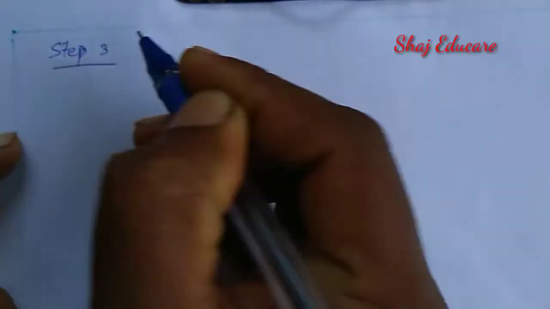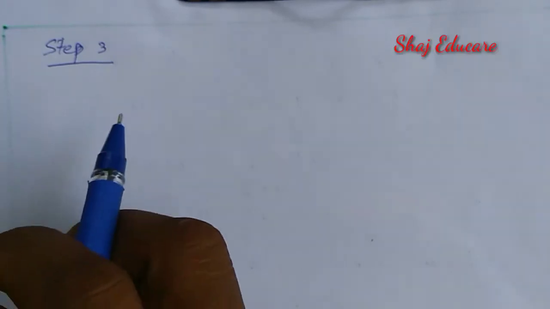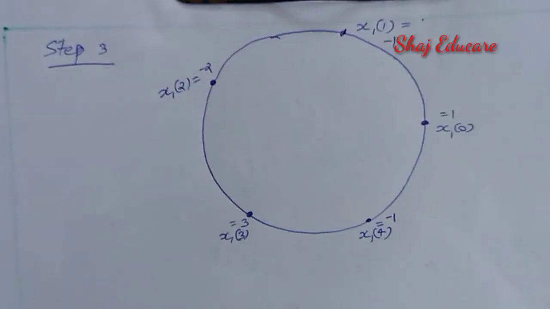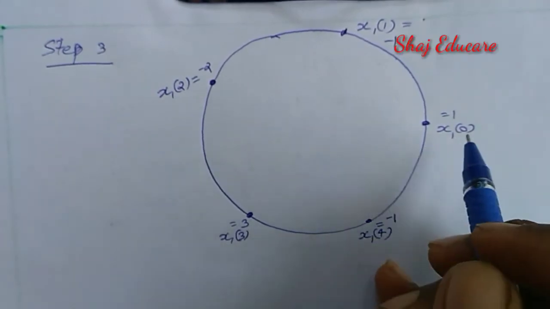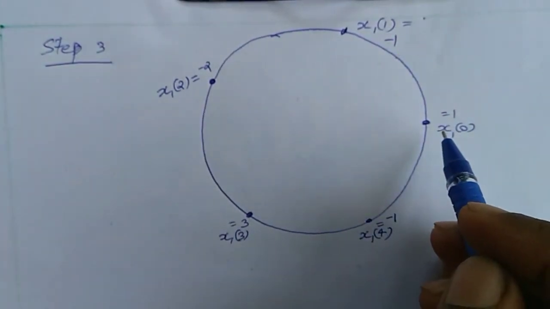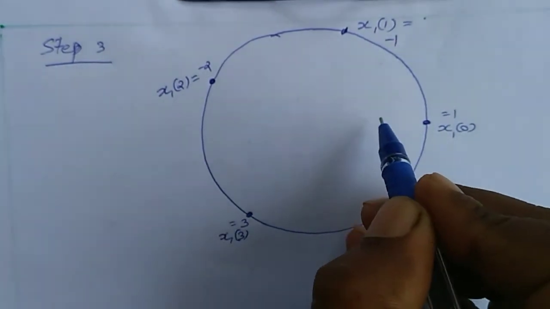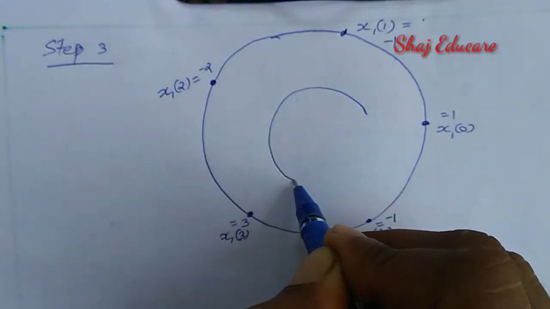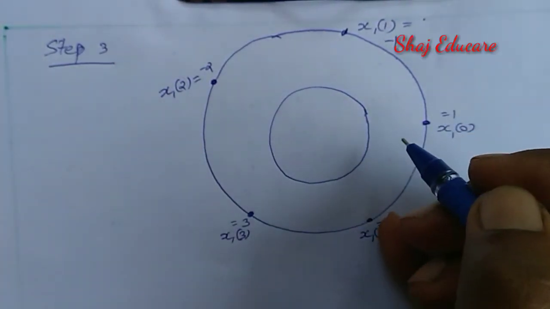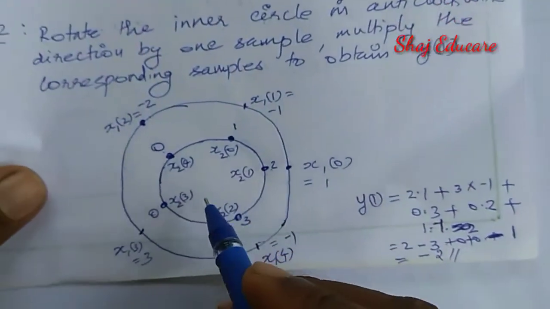next step 3. In this step 3 and in the preceding steps, repeat the above procedure until the inner circle first sample lines up with the first sample of the exterior circle. Okay, now in this similar way, draw the x1 of n in anti-clockwise direction, and now rotate the inner circle by one sample. Means rotate the inner circle in the previous case.